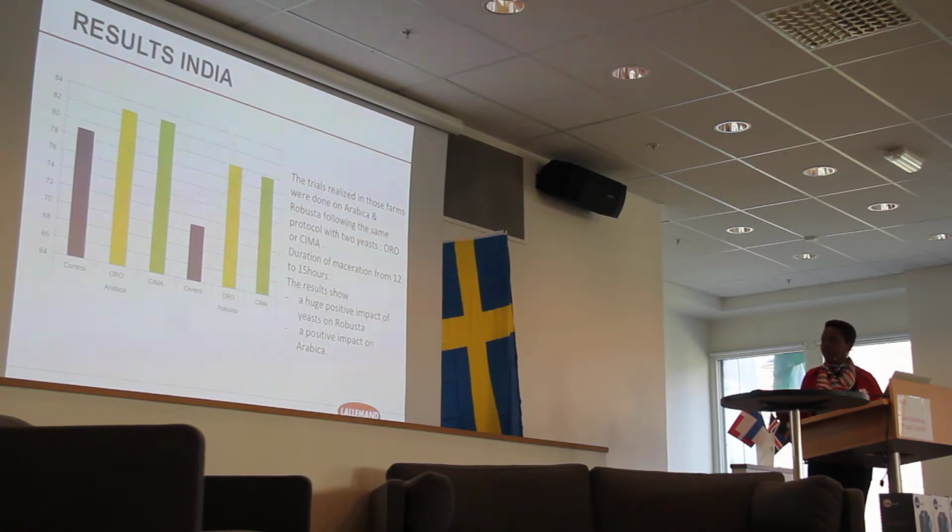That's India. Also, they did trials, Arabica and Robusta. Again, when you're doing Robusta, you see huge jumps in your scores, whereas with Arabica, it's 2 to 3, sometimes 4.